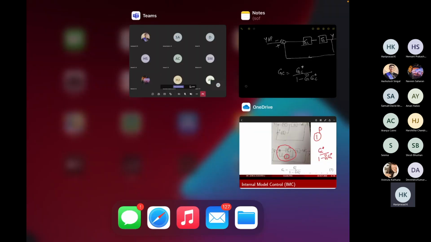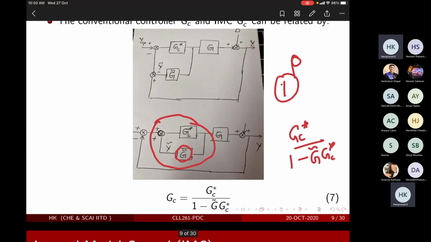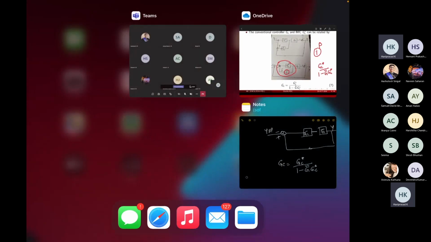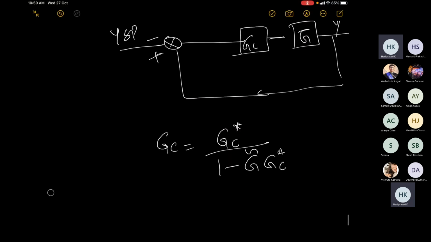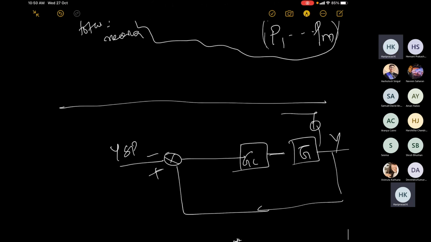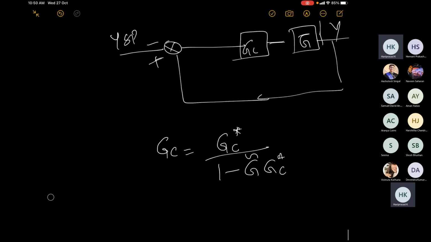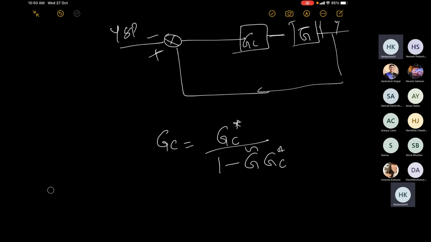Because U tilde you have taken back, GC star was the original controller. Based on this inclusion, you combine them as a single controller. So now let us look at the overall transfer function. Let's look at just the YSP to Y. You can also compute the D if needed, later. But let's look at the Y by YSP business now. So forward would be GC G by 1 plus GC G, right?